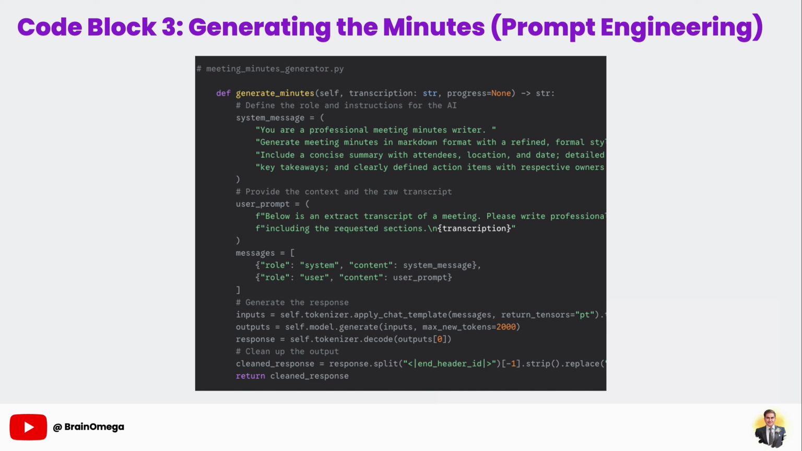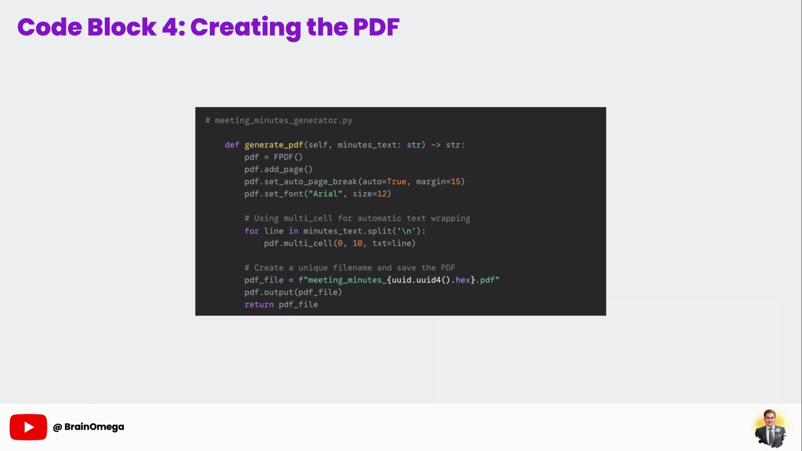Second, we create a user prompt where we provide the raw transcript we got from Whisper. We combine these into a messages list, which is the standard format for interacting with instruction-tuned models. We then use our tokenizer to prepare these messages, generate a response from the model, and finally do a little bit of string cleaning to remove any special tokens from the model's output, leaving us with a clean, well-formatted Markdown document.